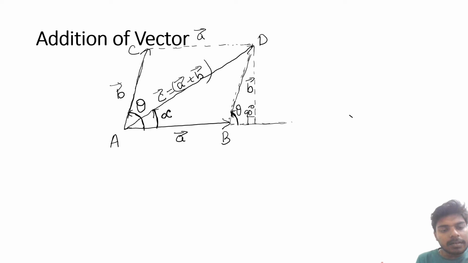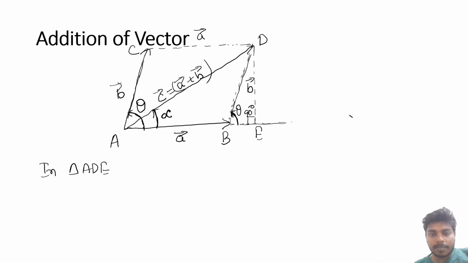Let's try a triangle ABCD. This is, let's say, ADE, in triangle ADE. What we need to calculate? We need to calculate AD. Okay, so what will be the AD? AD is hypotenuse there. AD square is what will be AD square.